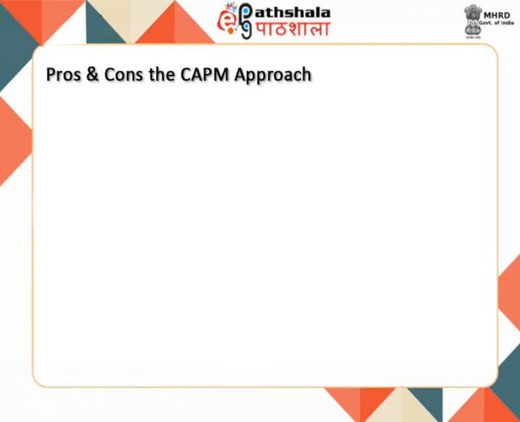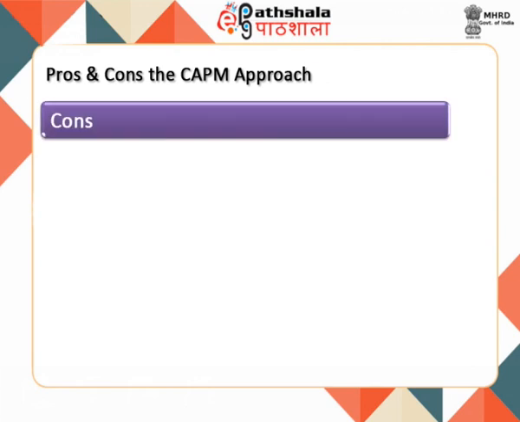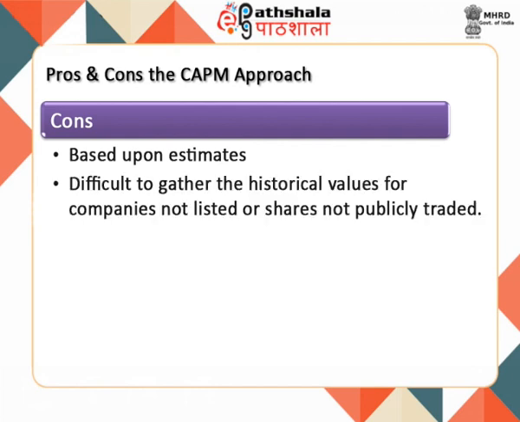CAPM approach is also not free from flaws. There are certain limitations of this model as well. These are: the calculation of cost of equity capital is based upon estimates which heavily rely on historical data. Now, whether the past trend is always a suitable representative of the future or not is a big question. Further, it is very difficult to gather the historical values for those companies which are not listed or whose shares are not publicly traded.